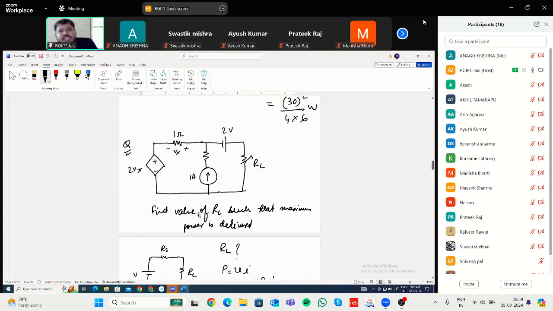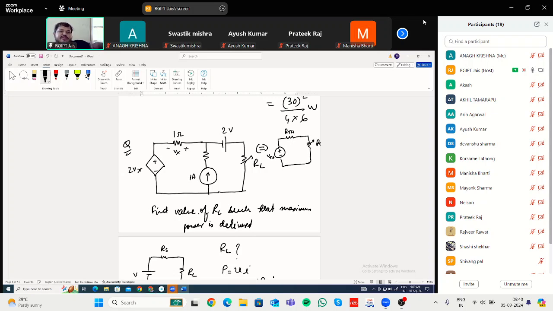First find out VTH. The first thing you have to do is remove RL, which means you are applying Thevenin's theorem. That means this circuit you are trying to represent such that there is a single voltage source of value VTH, and a resistance of value RTH. Okay, and your RL will be there.